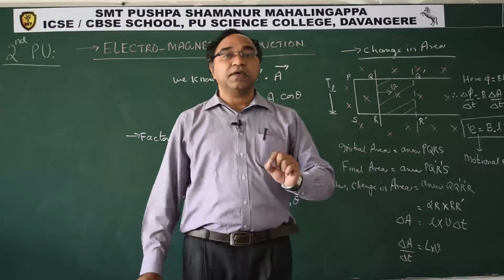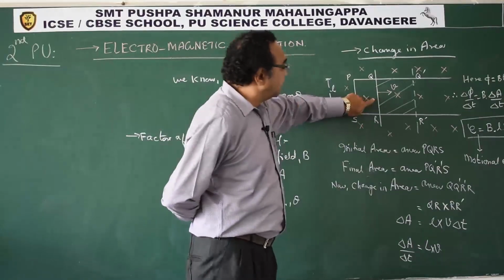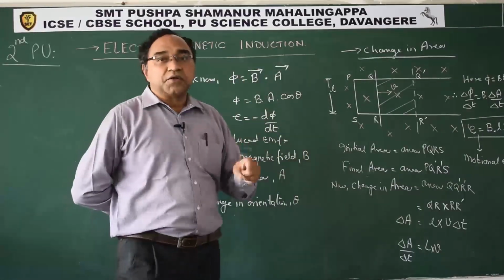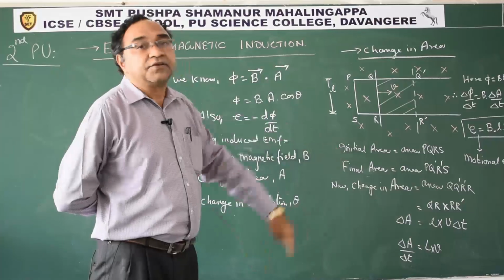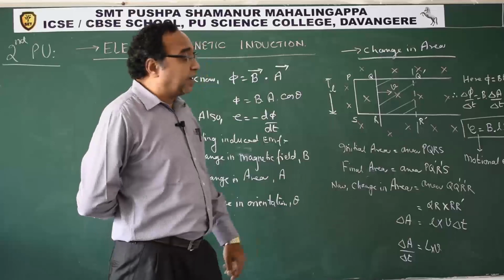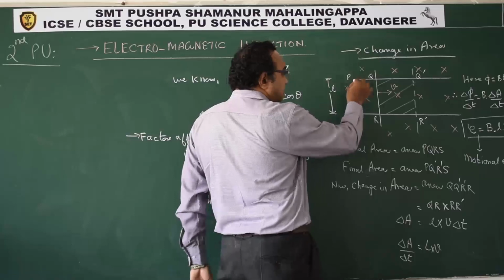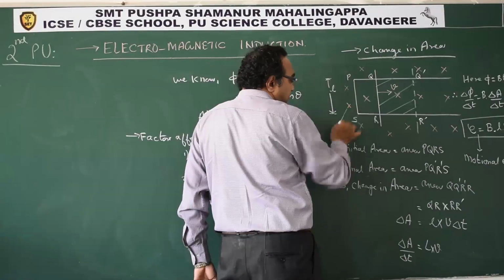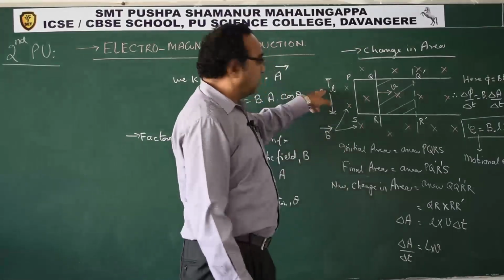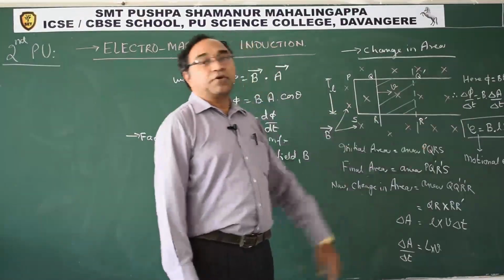Motional EMF is B into L into V. Remember this. Why is it called motional EMF? Because the conductor was given motion. The EMF which is induced is because of the motion of that straight conductor QR. That is why it is called BLV. Now, see here, L and B are perpendicular, V is also perpendicular; all three are mutually perpendicular. That is why we got this.